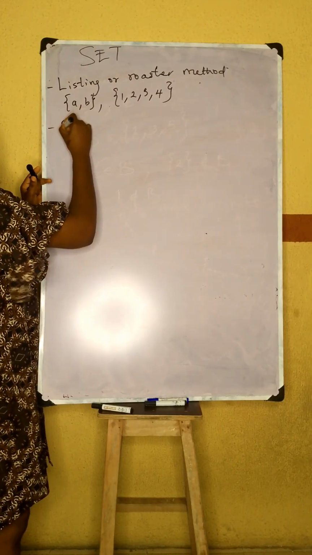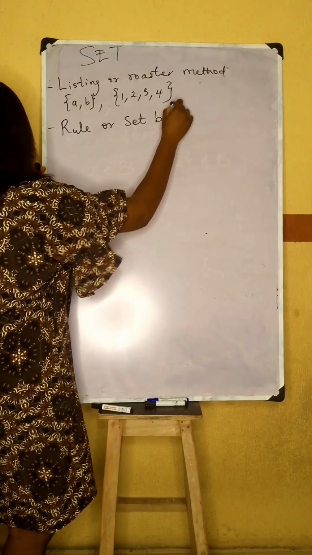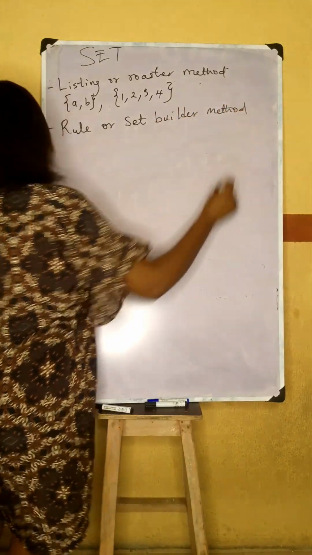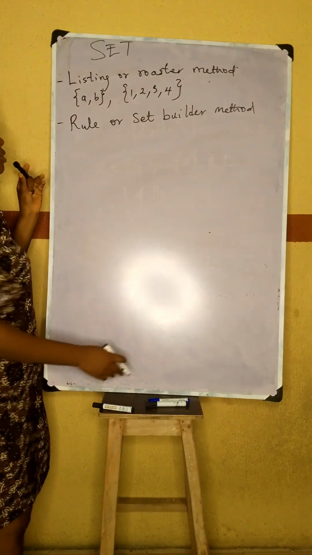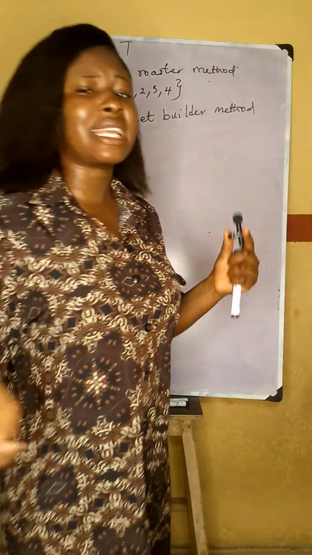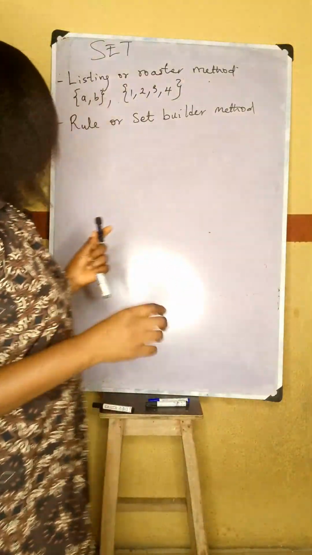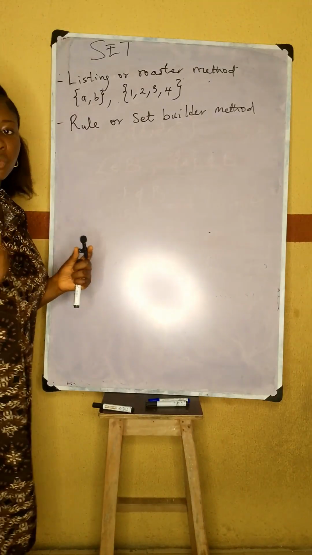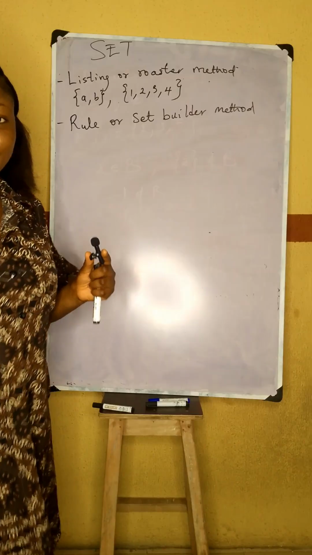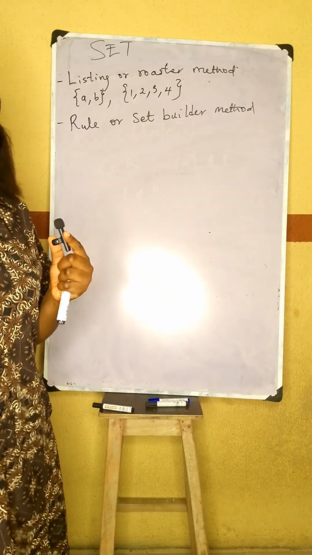The next method is called the rule or set builder method. This particular type of representation is more like you don't want just anybody to easily see what your set is made up of. So what you do is you give a rule. From that rule, anybody that is on the same page with me will be able to understand what is in my set. So it's more like a coded way of writing sets.